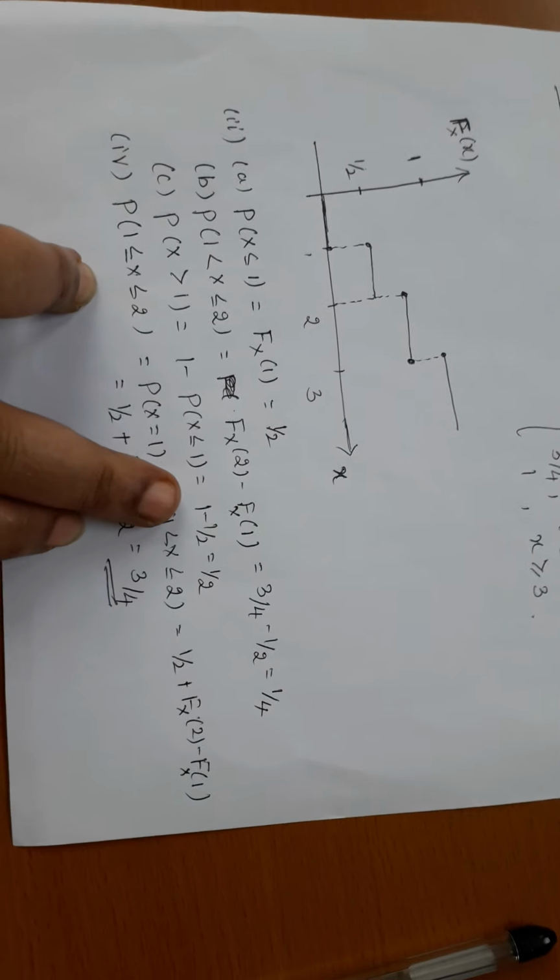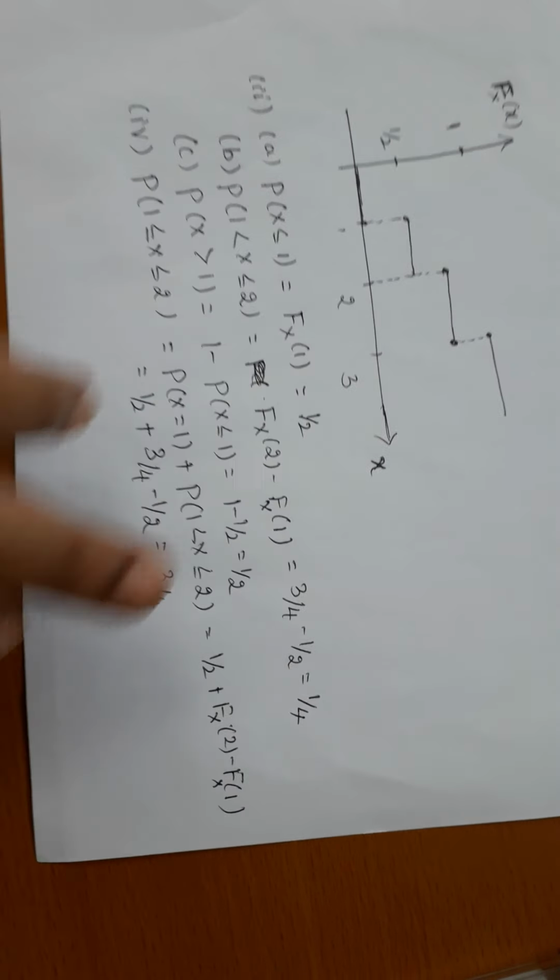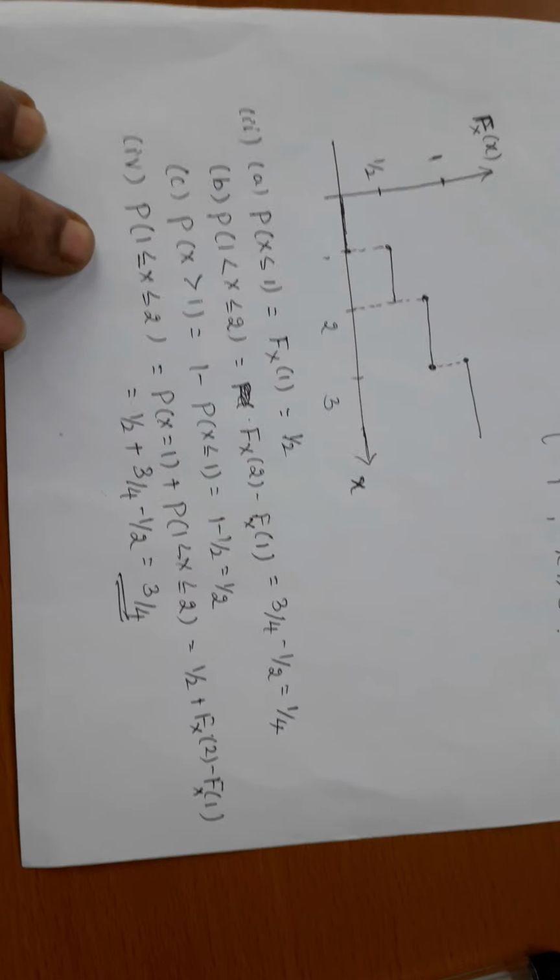1 minus probability of x less than or equal to 1, because here equality is not there. You already know that value is half. 1 minus half is 1 by 2.